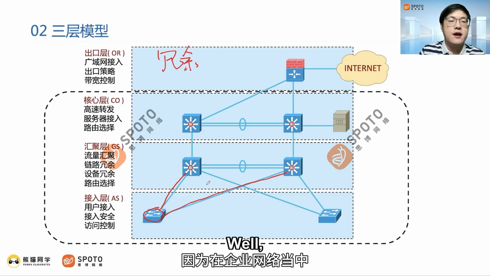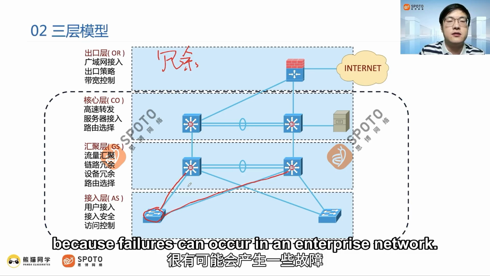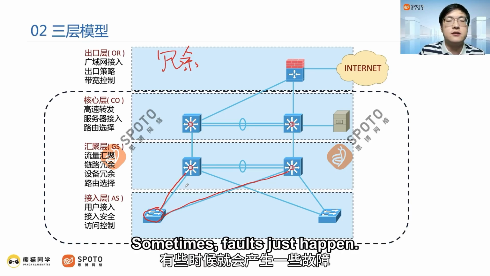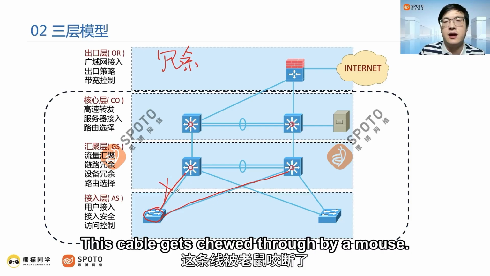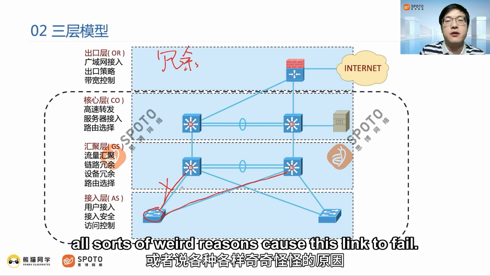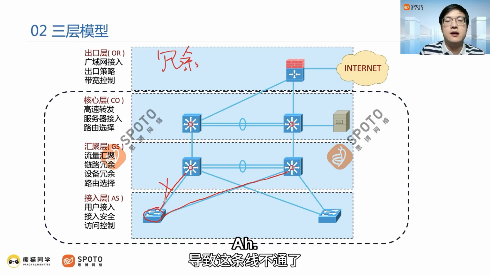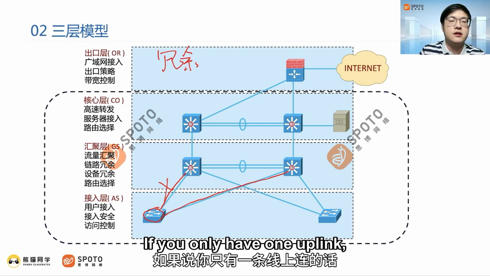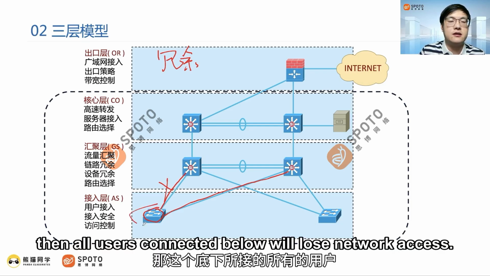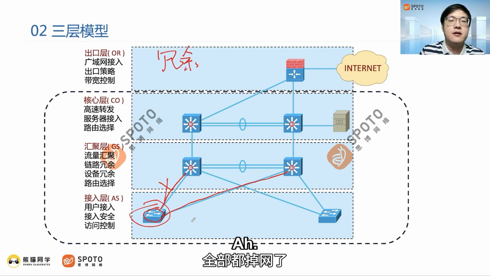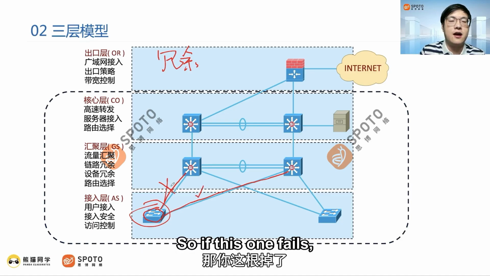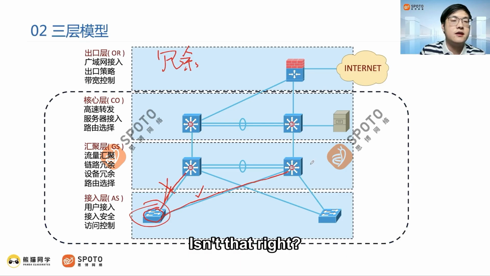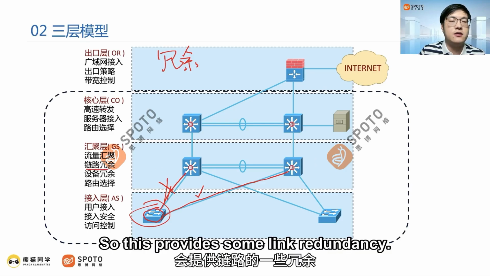Why would we do this? Because failures can occur in an enterprise network. Sometimes faults just happen. For instance, this cable gets chewed through, or all sorts of weird reasons cause this link to fail. If you only have one uplink, then all users connected below will lose network access. But if we have two cables, at least I still have one cable working, so I can use this cable for communication. So this provides some link redundancy.